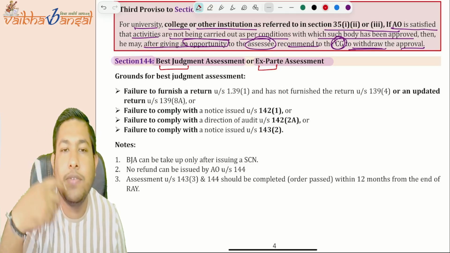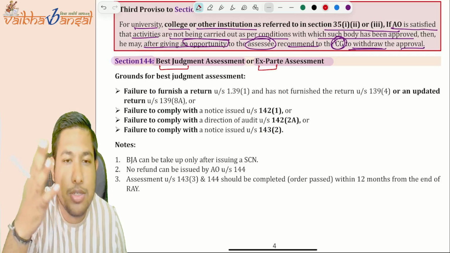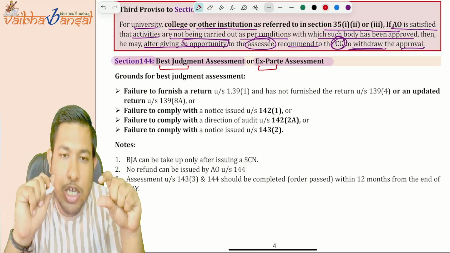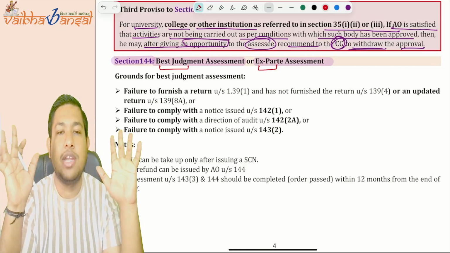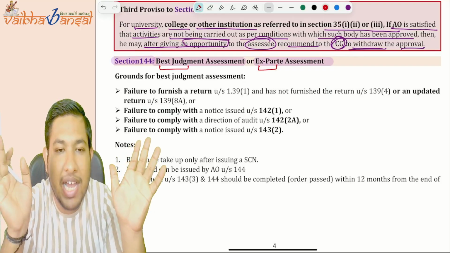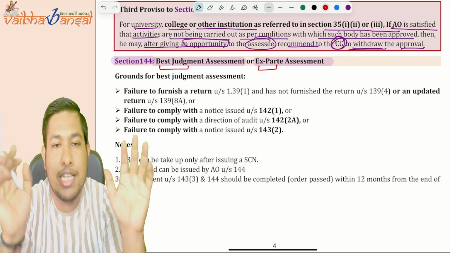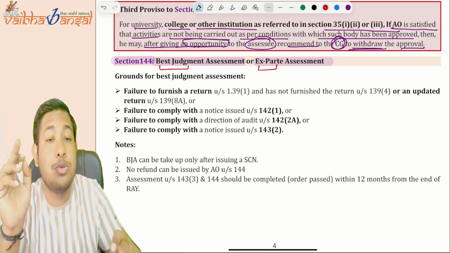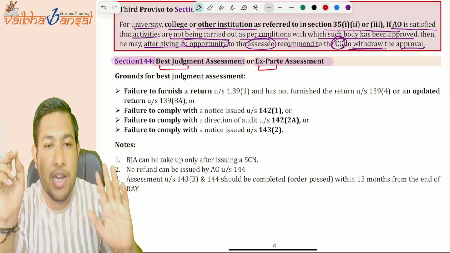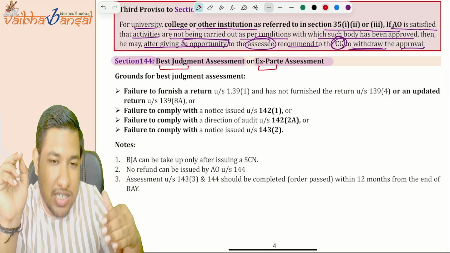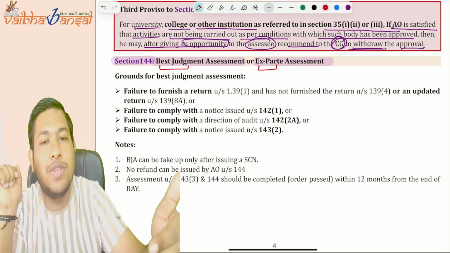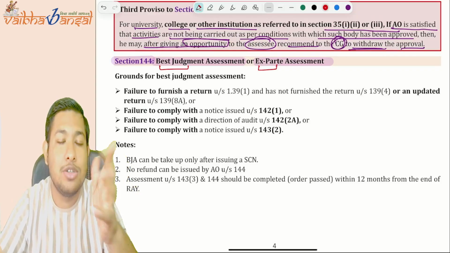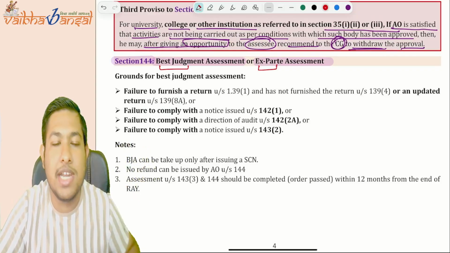the assessee is not cooperating with the assessing officer. So the assessing officer, in his best judgment, does the assessment without asking the assessee. That is known as best judgment assessment. It is the assessment which is done on the best judgment of the assessing officer. There is only one party; the second party, the assessee, is not present in this assessment.